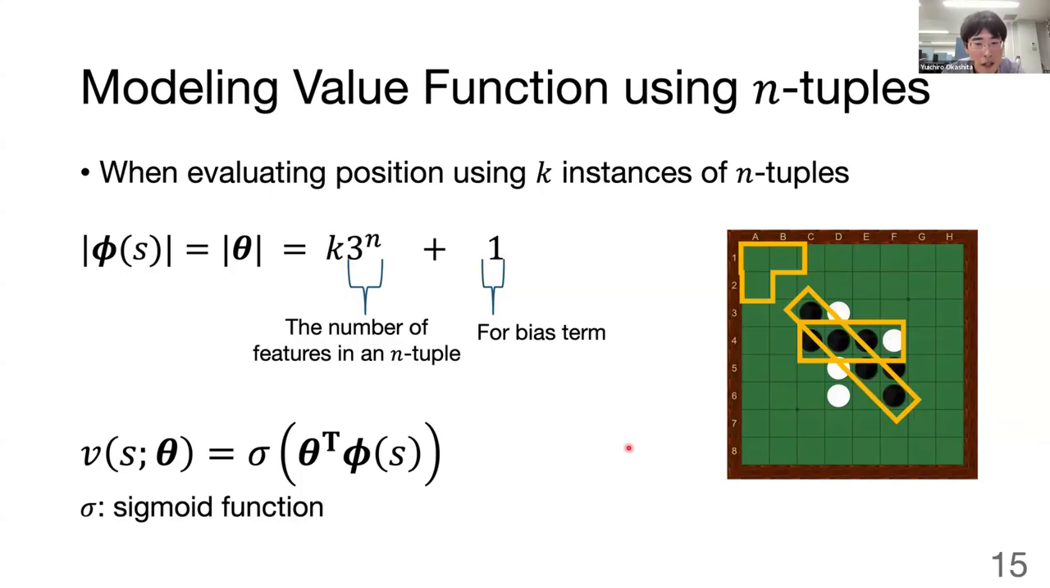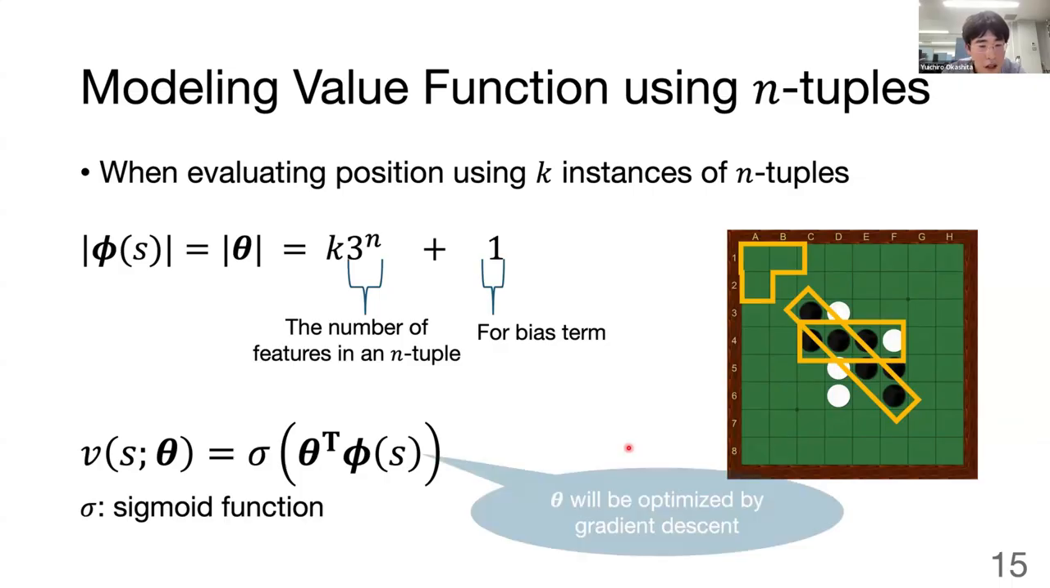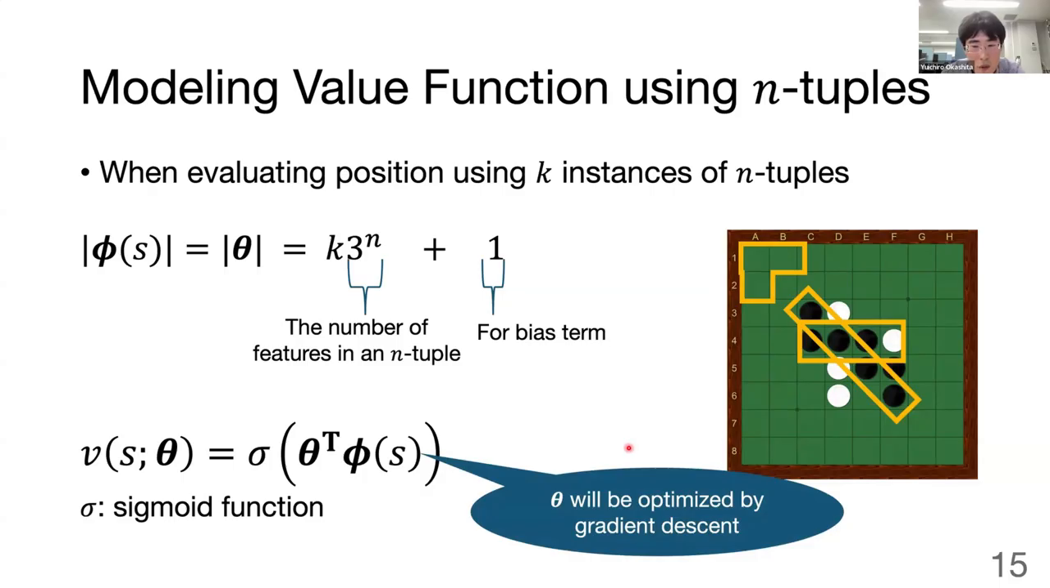Similarly, we can introduce a weight vector, theta, whose dimensionality is the same as the feature vector. Each component of theta represents the weight of a corresponding feature. In addition, we add an extra component to both vectors to represent a bias term. Finally, we model the value function by the dot product between the weight vector and the feature vector, and then apply a sigmoid function to represent the expected win rate. The components of the weight vector are the parameters of the value function, which are optimized by gradient descent.